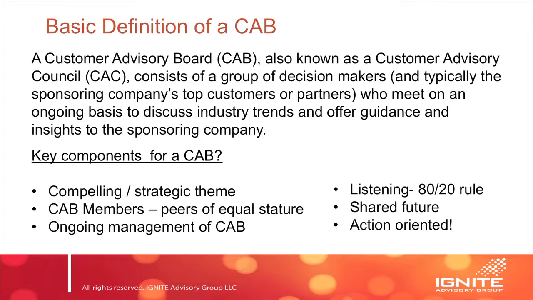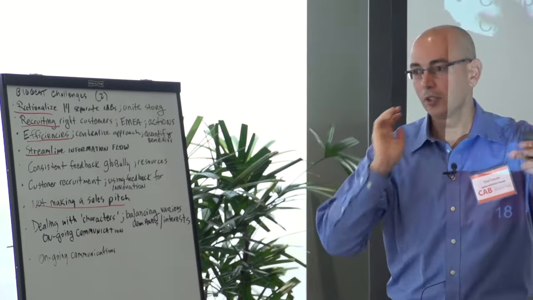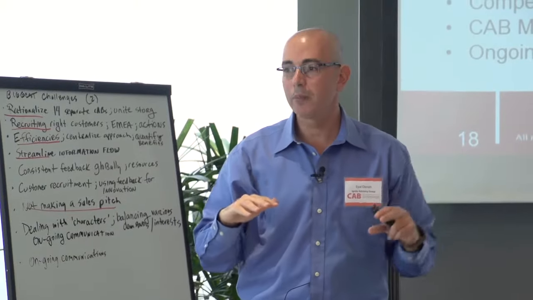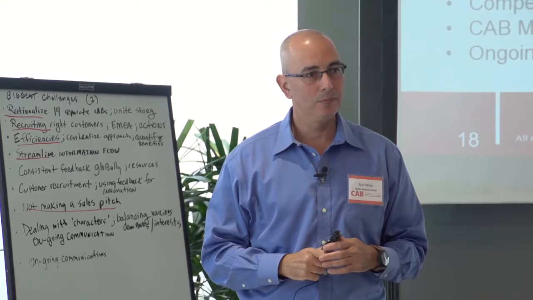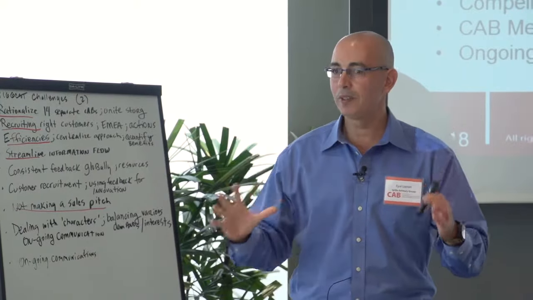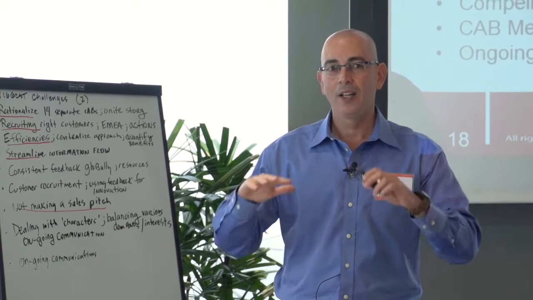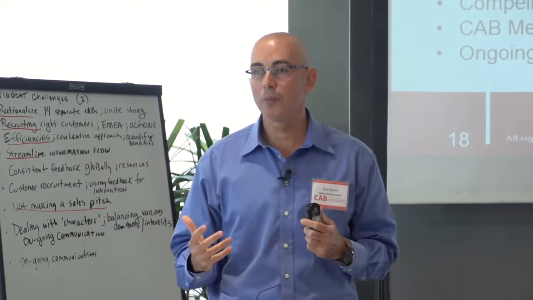The CAB members need to be peers of equal stature. So we don't believe in mix and match, right? If Ahmed and Faisal are at a certain level, let's say director level of product management, do not bring in junior product managers into the room. If you're looking for VPs, keep it at the VP level. Whatever level you decide that you're going to keep it at, try to keep that at the same level. The peer exchange is very important.